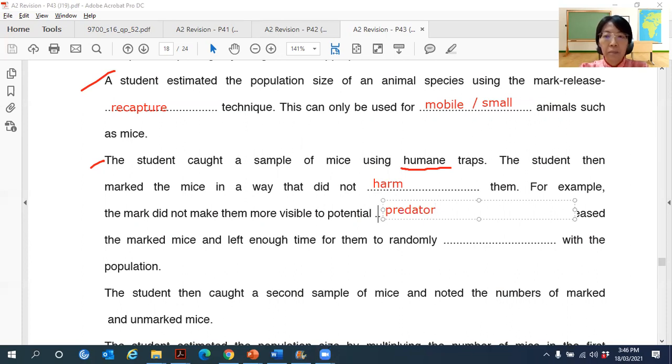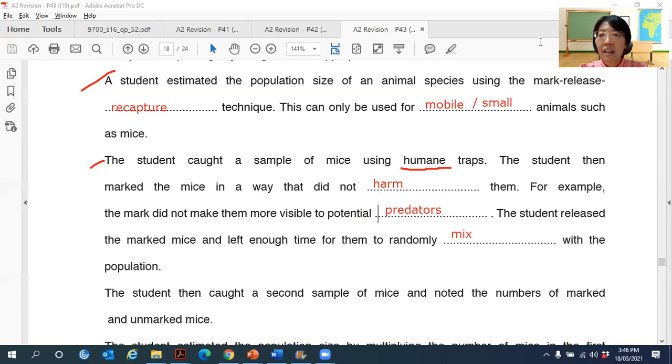Okay. So the student released the marked mice and left enough time for them to randomly mix with the population. Randomly mix with the population. Mixed. Okay, can you see this question? It's so easy, huh? All right.